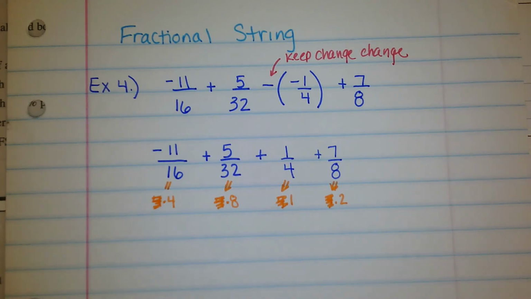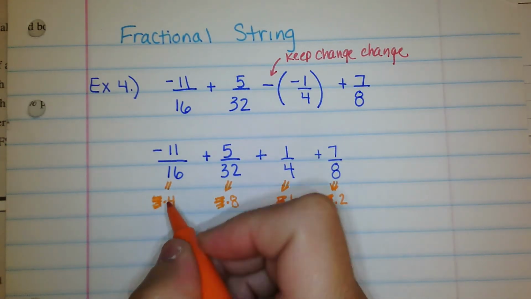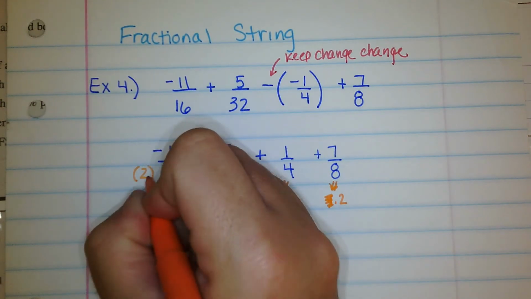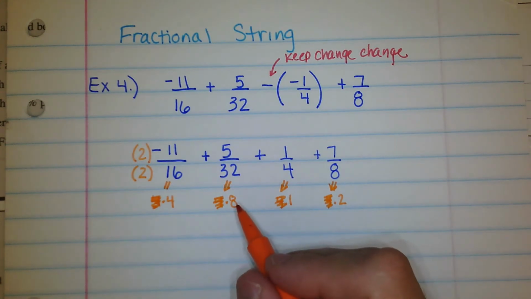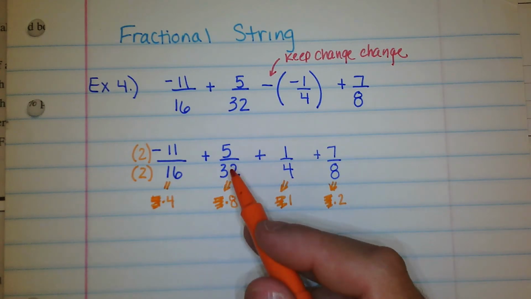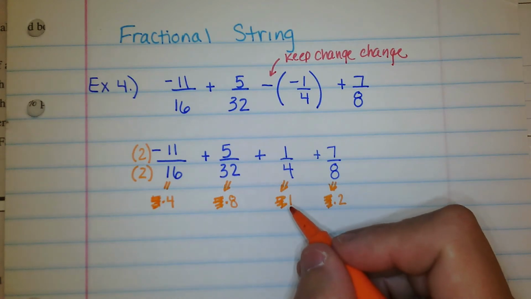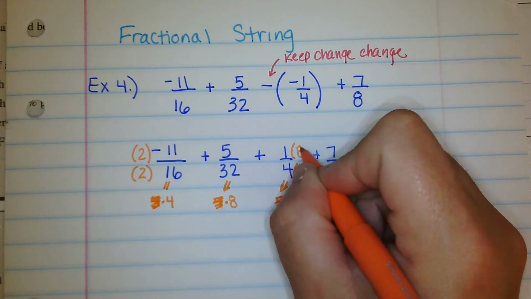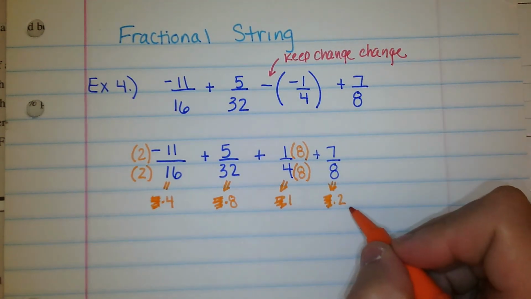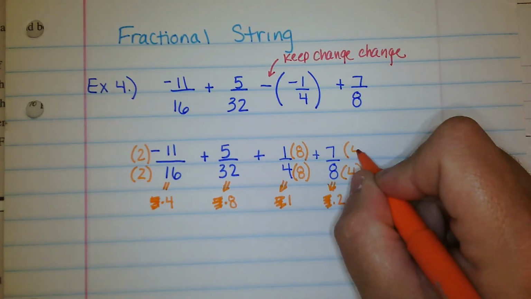So to make 4 into 8, you have to multiply by 2. So I'm going to take this fraction and multiply by 2, top and bottom. What do I have to do to 8 to get 8? Nothing. I don't have to multiply by anything, so I can leave that one alone. What do I have to do to 1 to make an 8? Oh, I've got to multiply by 8. So I'm going to multiply by 8 on the bottom and 8 on the top. And then what do I have to do to 2 to get to 8? I'm going to multiply by 4. So I'm going to multiply the bottom by 4 and the top by 4.